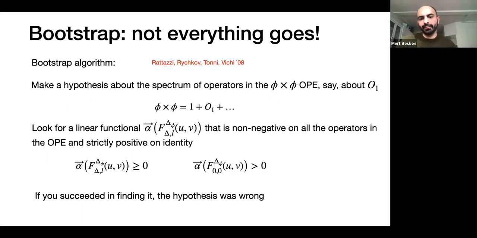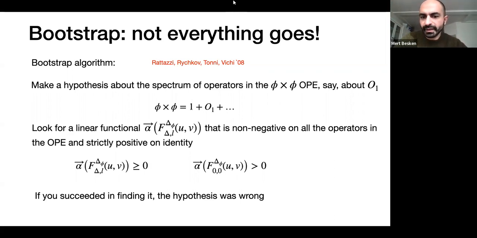Cool. So let me just reiterate what I was saying. This is the Bootstrap algorithm, which was pioneered by these authors here in 2008. So the idea is to make a hypothesis about the spectrum of your operators. We were talking about phi with phi. And let's say in the OPE, there will always be the identity operator. This one is standing for that.